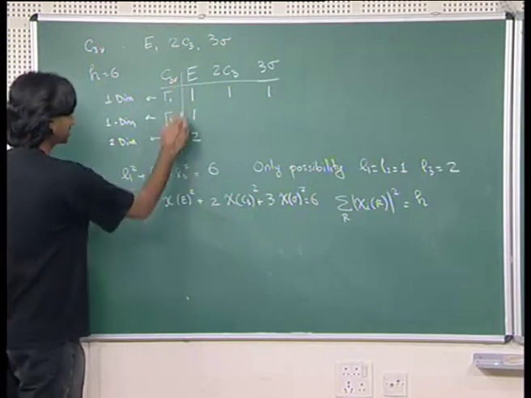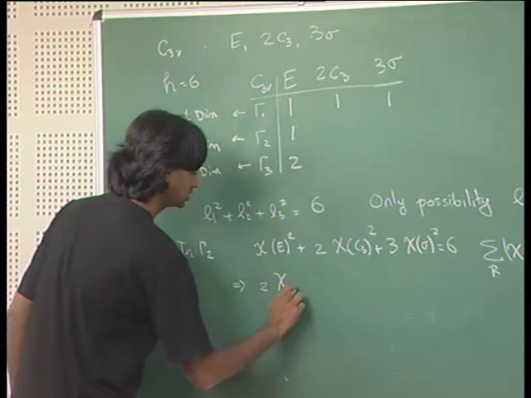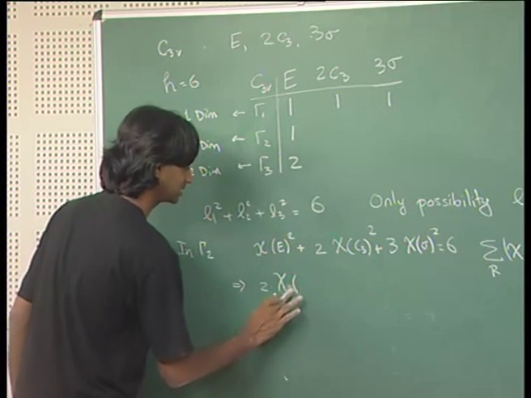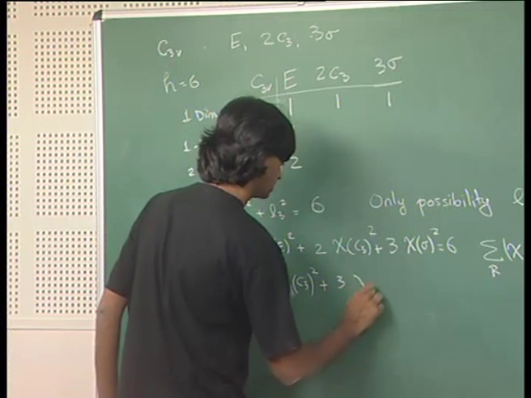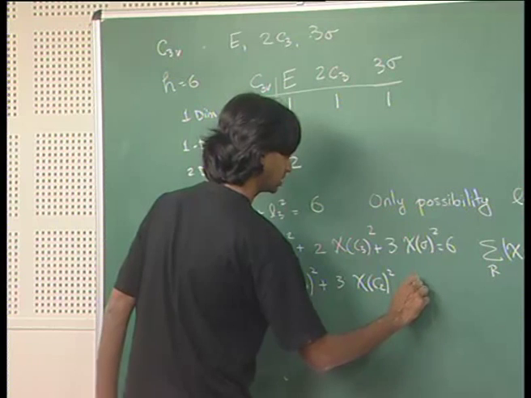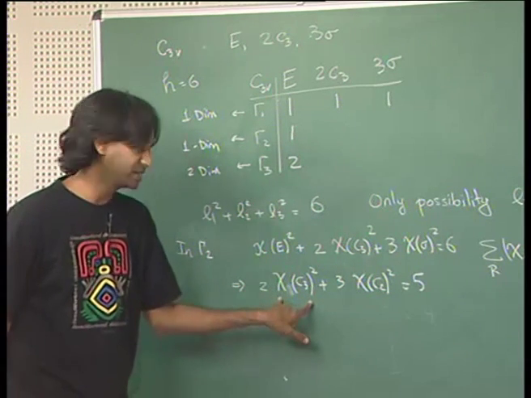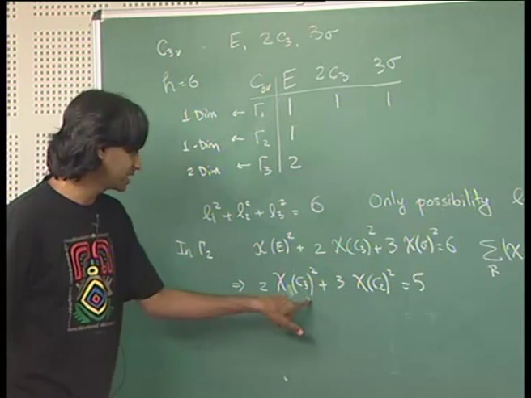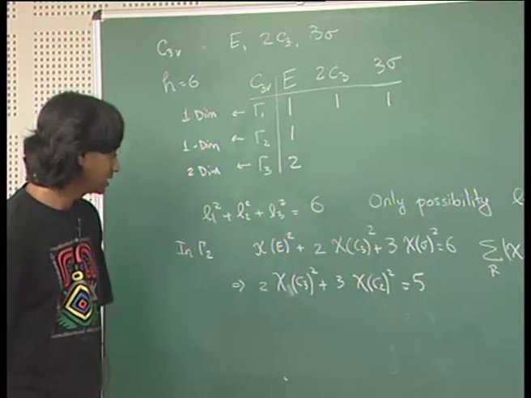Now, chi E square is just 1. So, this implies 2 chi C 3 square plus 3 chi C2 square is equal to 5. Now, the squares have to be positive. They cannot be negative.